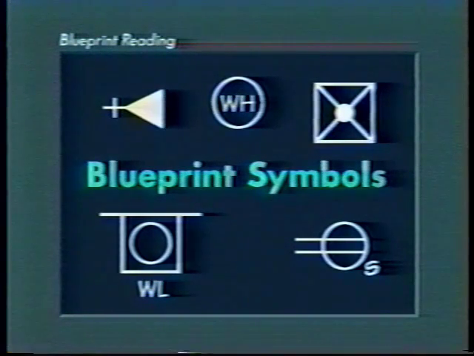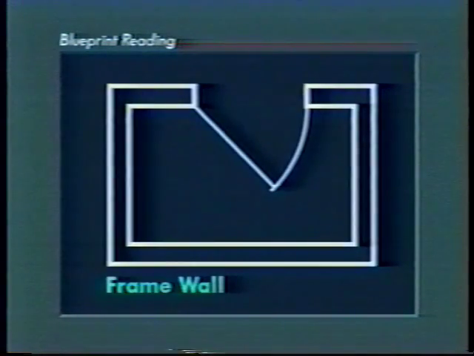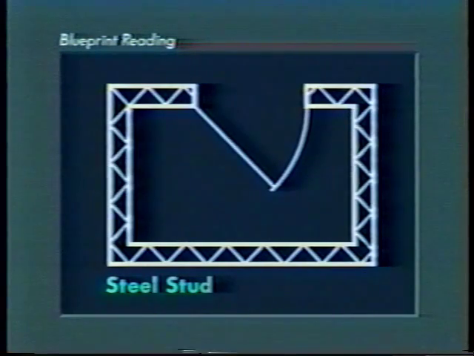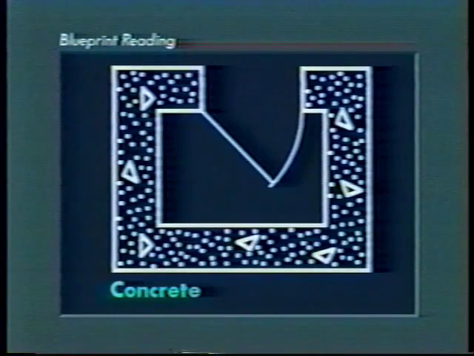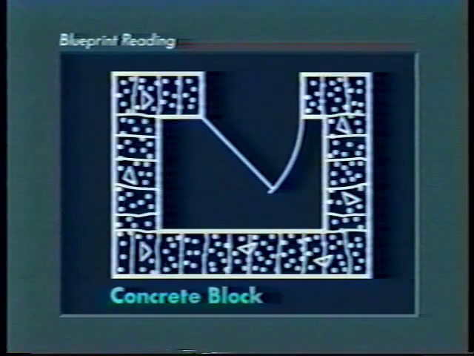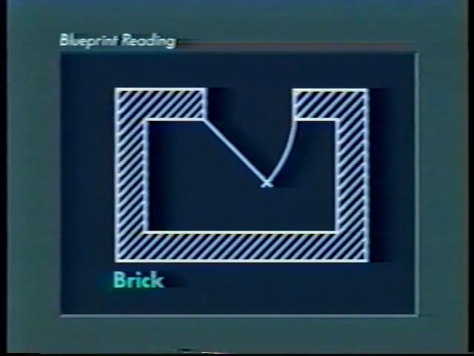Blueprint symbols provide necessary information for selecting materials, showing locations, giving directions, and identifying fixtures used in construction. To increase your blueprint reading skills, let's examine some of the common symbols that are found on blueprints. This example, the plan view, shows a wall section of buildings. The construction of the wall is determined by the material specified in the blueprint. Common wall symbols are frame wall, steel stud, wood stud, concrete, concrete block, and brick.